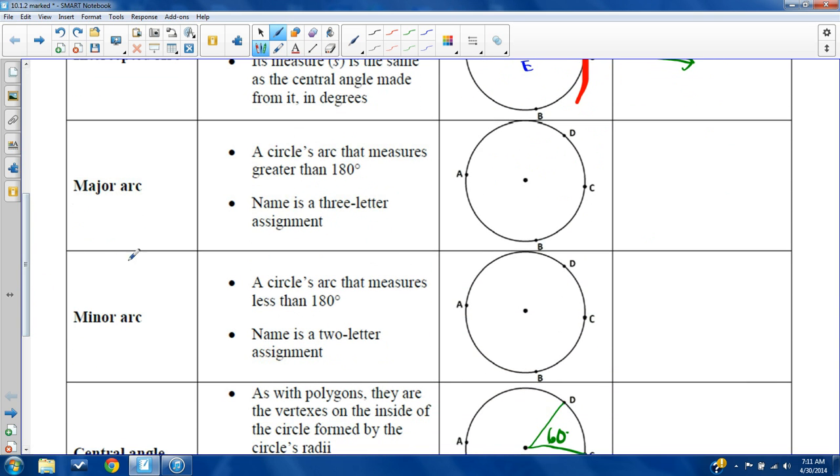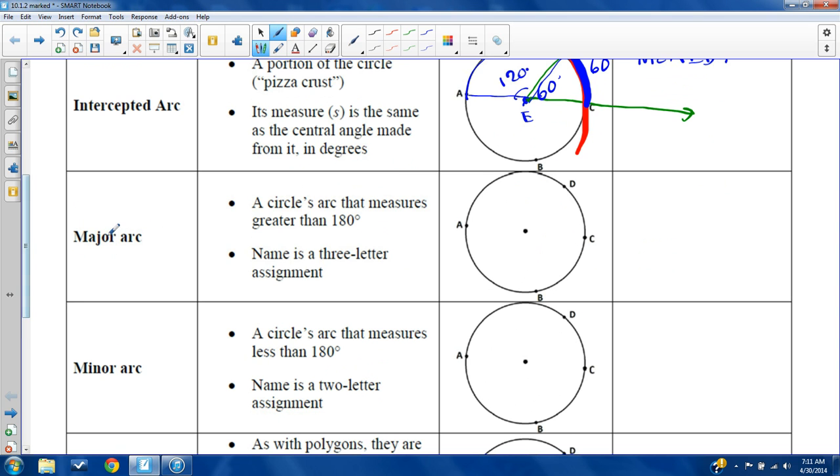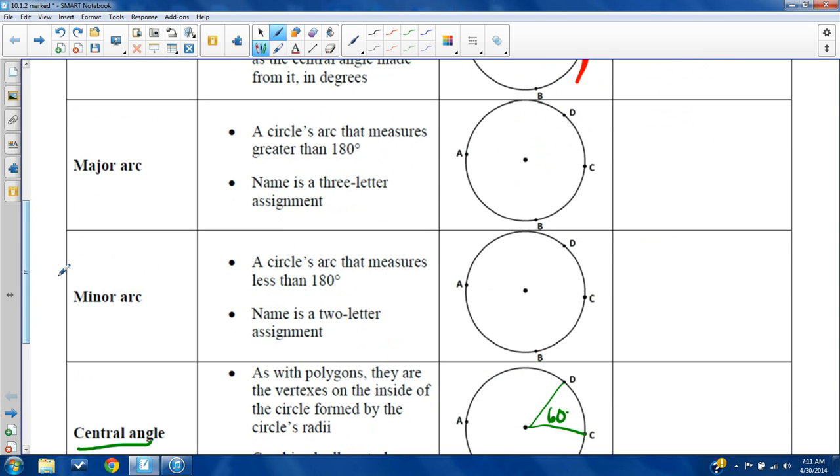Okay, you'll have major arcs and minor arcs. I'll go through minor arcs first because it's kind of more straightforward here. A minor arc is an arc that's less than 180 degrees. And by that I mean, let's say AC is a diameter here. Remember, a diameter is half the circle. So this thing is a semicircle. That's 180 degrees. So I want to find any arc that's less than 180.